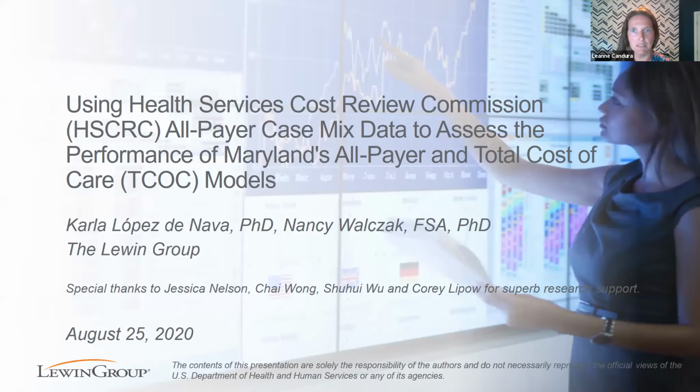So our final presentation is from Karla Lopez de Nava with the Lewin Group. Dr. Lopez de Nava has over 15 years of experience conducting quantitative analysis and policy research with a focus on CMS payments, policy and program evaluation. As part of the SIG multi-payer operations effort, Dr. Lopez de Nava currently leads a team of researchers in analyzing and monitoring Maryland's total cost of care model and care redesign program. As part of this project, she has been responsible for leading the development and validation of multi-payer payment methodologies. Please welcome Dr. Lopez de Nava.